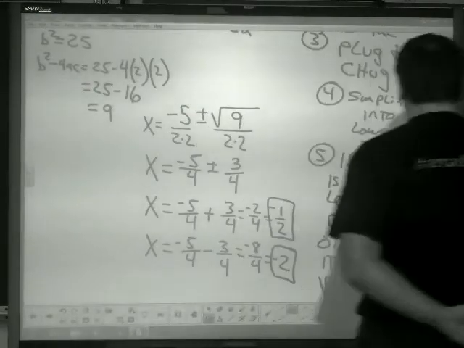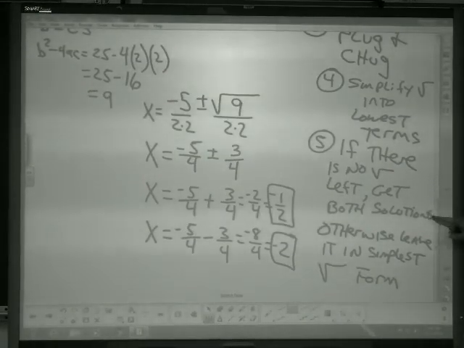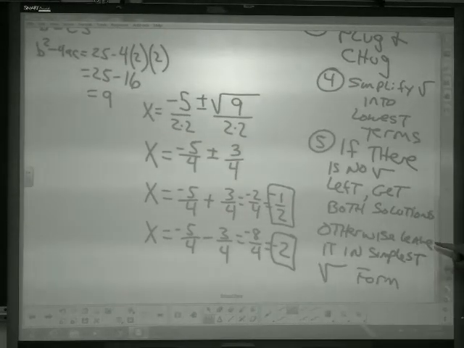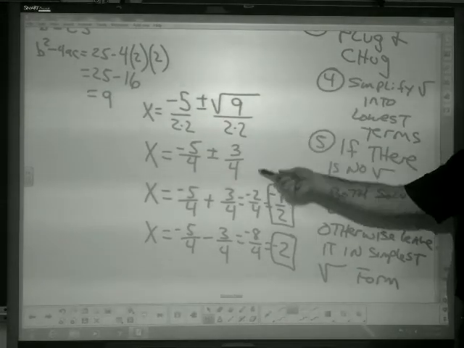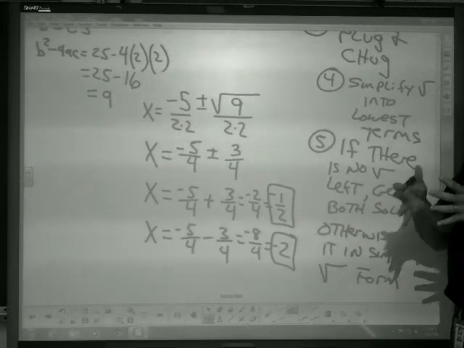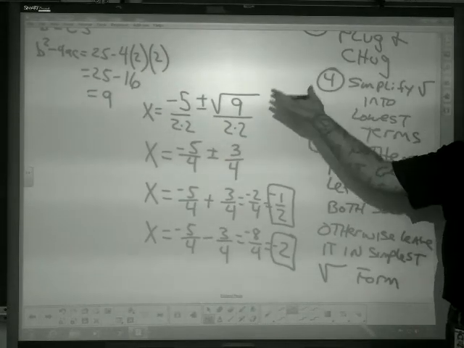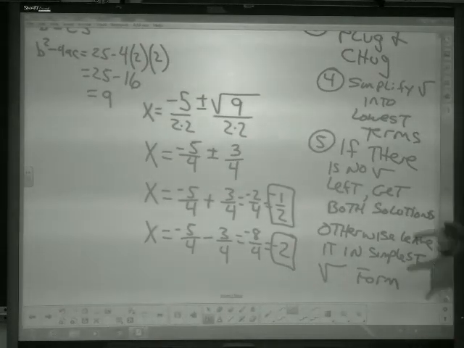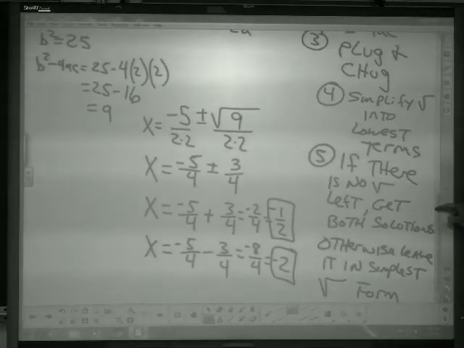Now, let's see what this step said. If there's no radical left, get both solutions. All right, no radical is left, I can get 2 solutions. Otherwise, leave it in simplest radical form. So remember how the complete the square problems looked when we got done, like -3 plus or minus radical 33? This would look very similar to that. You know, you just want to simplify it the best that you can. If there's no radical left, turns out I probably could have factored it to begin with.